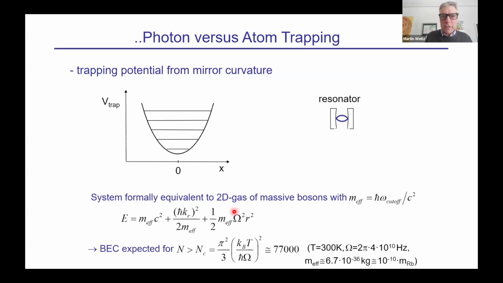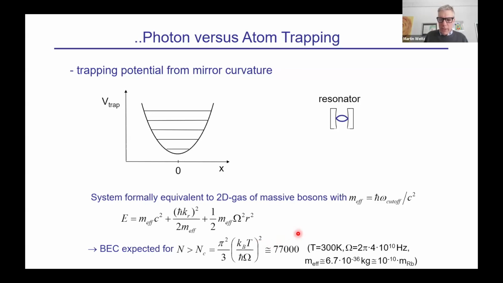So for such a system, it's known from Bagnato and Kleppner that in thermodynamic equilibrium, one has a Bose-Einstein condensate if one puts in sufficient particles. The critical particle number is pi squared divided by 3 times kBT over h bar omega, where omega is the vibrational frequency. And if you put in numbers at room temperature, you arrive at 77,000, which is a reasonable number.